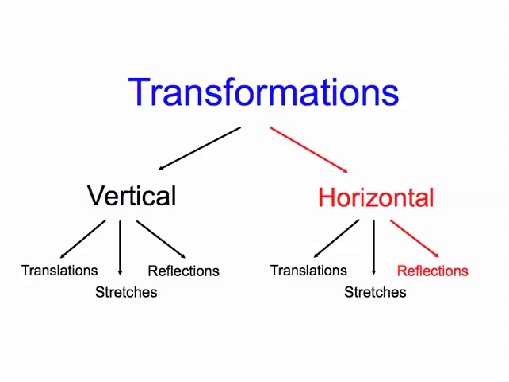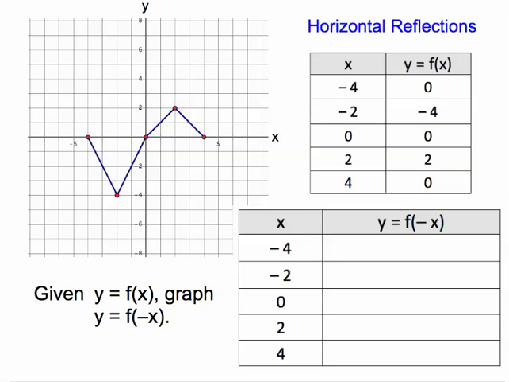Okay, we're going to look at one last type of transformation in this series of videos, and that's horizontal reflections. So once again, we're starting from the same parent function, the same graph, and the same table of values. And now, given y is equal to f of x, we're asked to graph y is equal to f of negative x. So just as before, we're being asked to change the input before it's put into the function. Here we are replacing x with negative x.